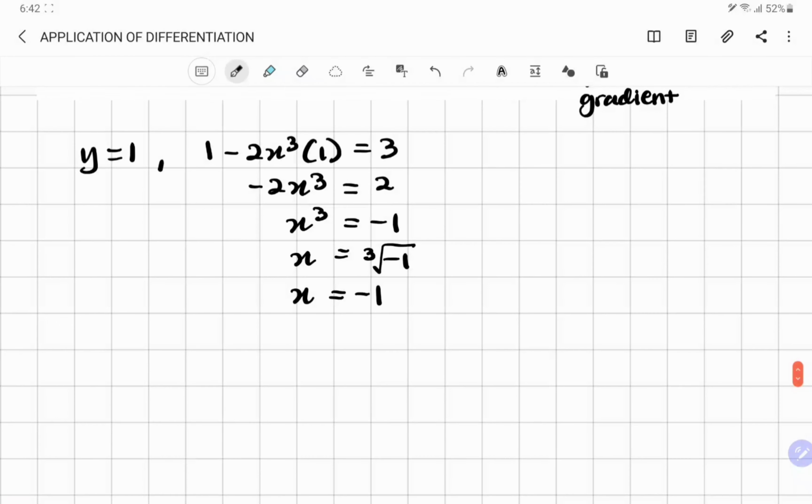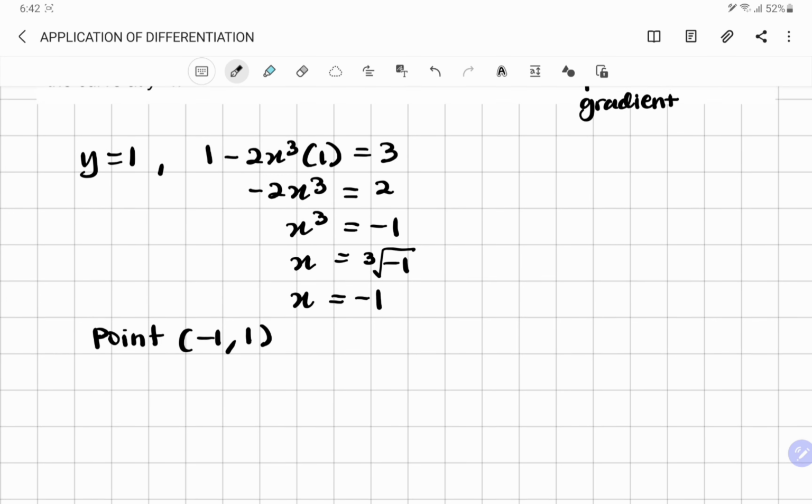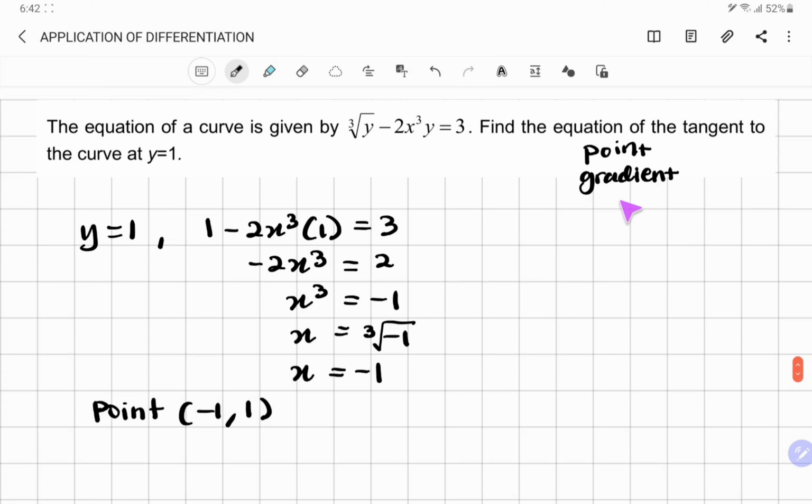Now we have the point, which is negative 1 and positive 1. Now let us find the gradient. To find the gradient, we need to differentiate our equation.